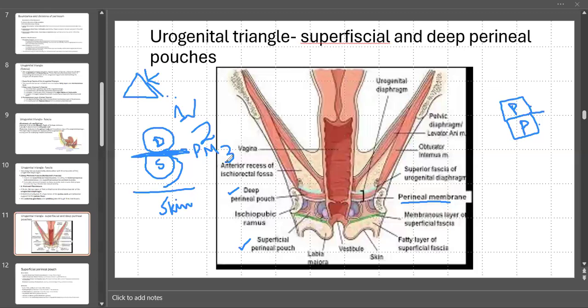If you have learned these three past paper questions, guys, then you have saved yourself. If you have got very little idea about the perineal membrane, but you have learned these three questions, you have saved yourself. Now it's time to learn what is urogenital diaphragm.